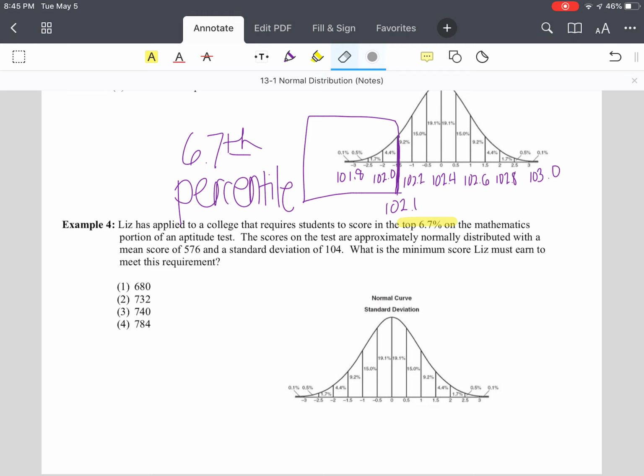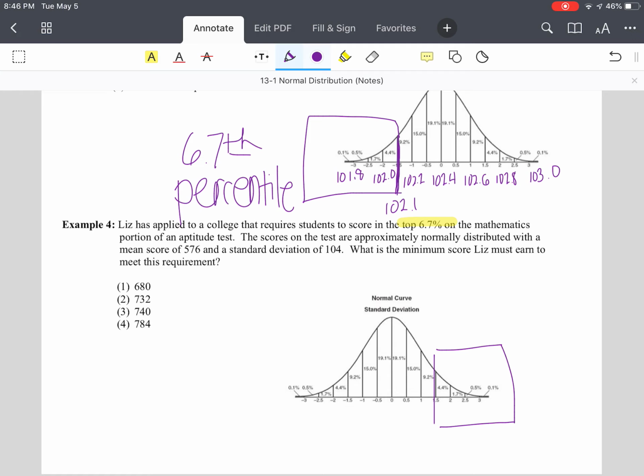So I'm going to start at the right, and I'm going to add these percentages. I'm going to add 0.1 and 0.5, and that's 0.6. I need to add more. So let's add the next little section, 1.7. When I add 1.7, that's 2.3%. If I add 4.4 to that, that is exactly 6.7. Works out very nicely. So Liz has to score here. So again, if I take these percentages, 4.4, 1.7, 0.5, and 0.1, those are the top 6.7%.